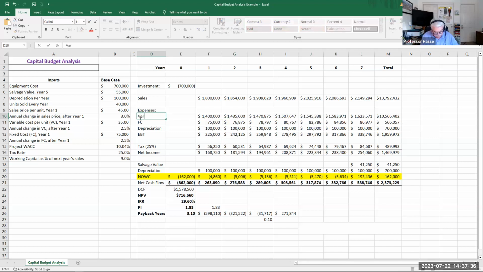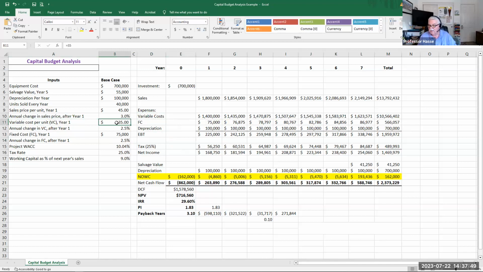That's variable costs. Variable costs are per unit costs of producing and selling this product. In this problem, the variable cost is $35 a unit every year. And that's being inflated at a different amount, which makes sense. Sometimes costs have different inflation figures than revenues, and that's being inflated at 2.5%.